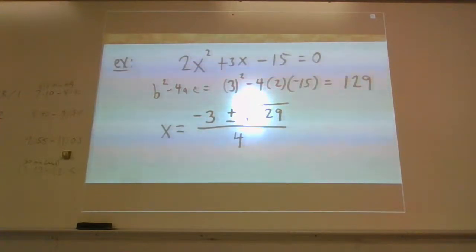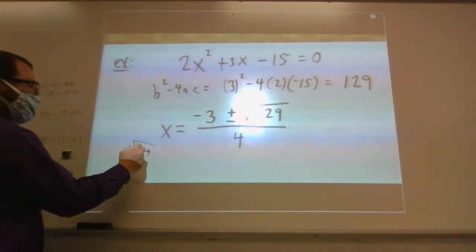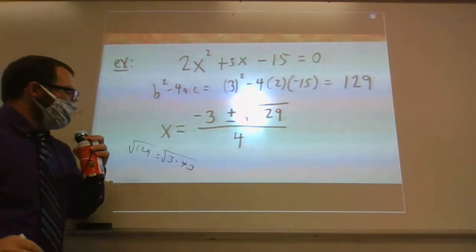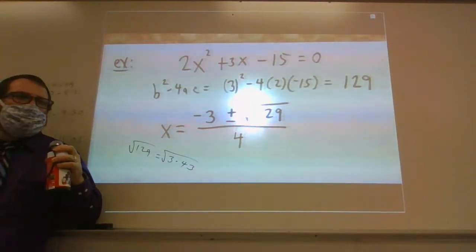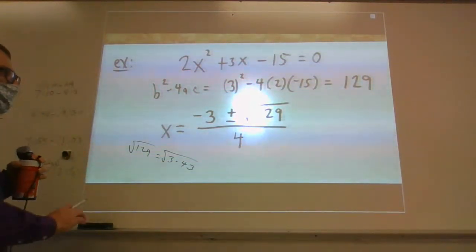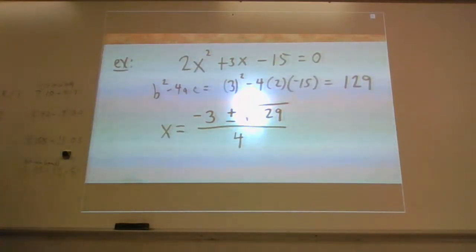Now, you can try to break down that 129. The best you can do with the square root of 129 is break it up into the square root of 3 times 43. But tell me, are 3 or 43 perfect squares? Can't do it. You can't break down 43 any farther. The square root of 129, you would have to leave as the square root of 129. So how do you simplify negative 3 plus or minus the square root of 129, the whole thing over 4?